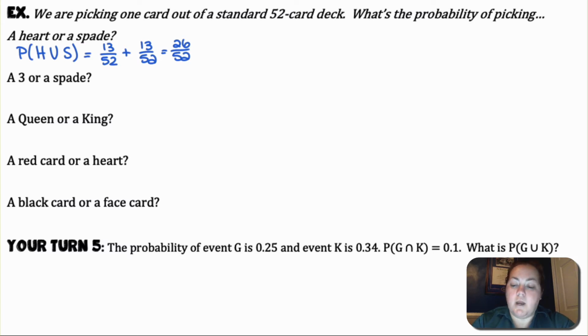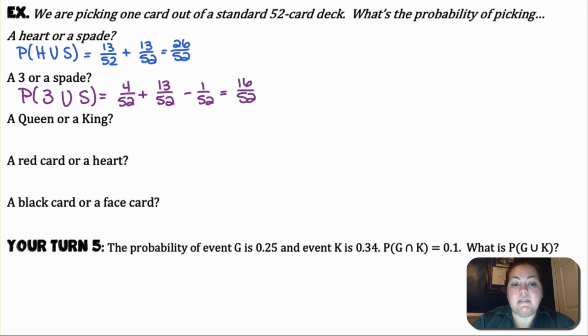A 3 or a spade. So, I have 4 threes in a deck out of 52 cards. I have 13 spades. And I have one 3 of spades. So that's going to give me 16 out of 52 cards. A queen or a king. Well, I have 4 queens and 4 kings in a deck. I cannot be a queen and a king at the same time. So that is 8 out of 52.